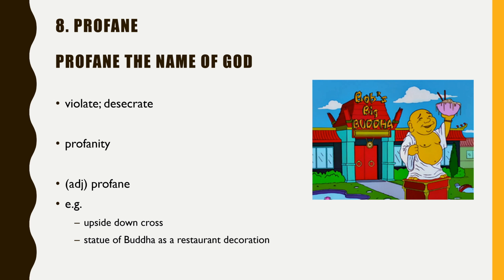For example, we can talk about situations like the upside down cross that people wear around their necks and on their necklaces or as their earrings. Why do they do it? It's just plain profanity. They're trying to profane the Christian religion that way.